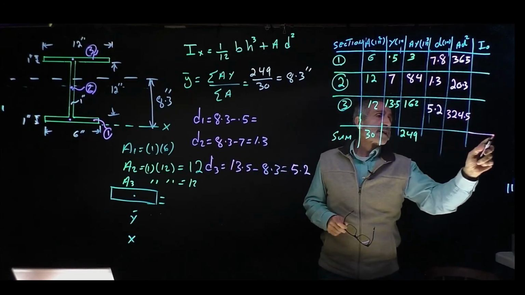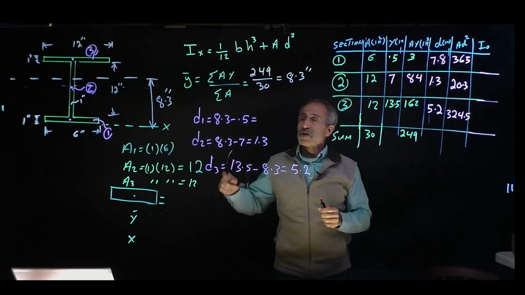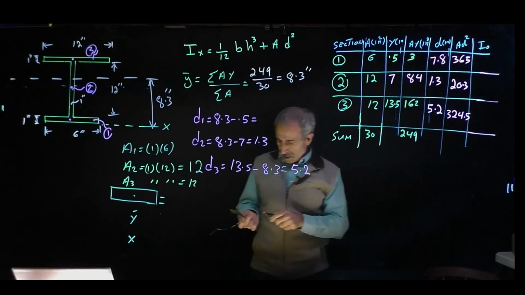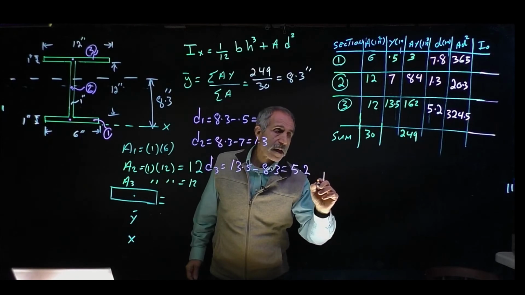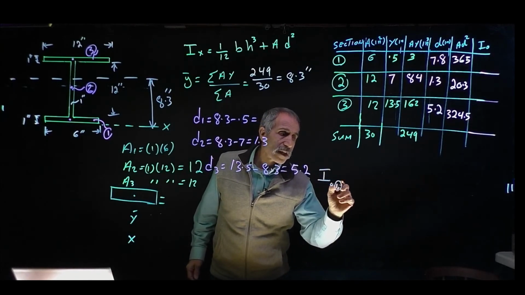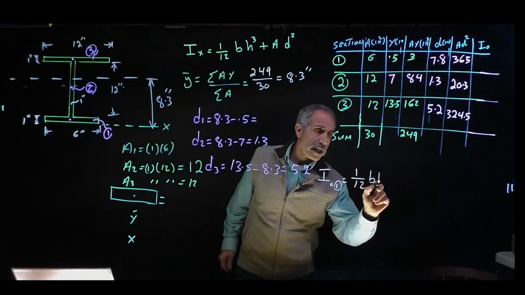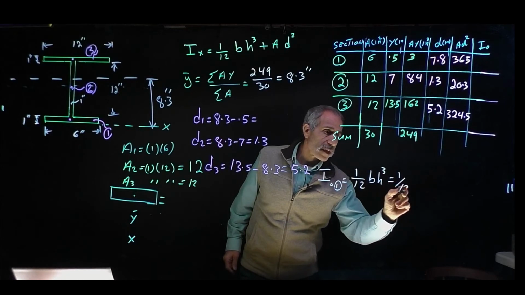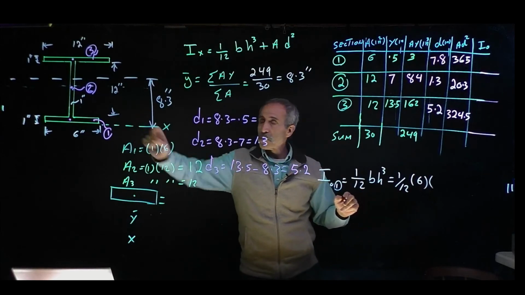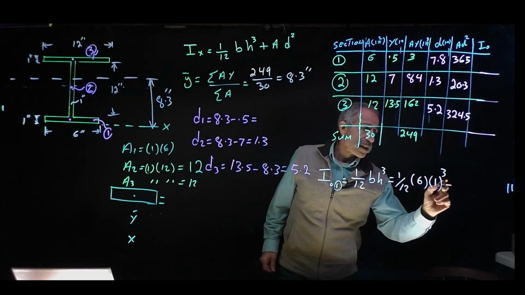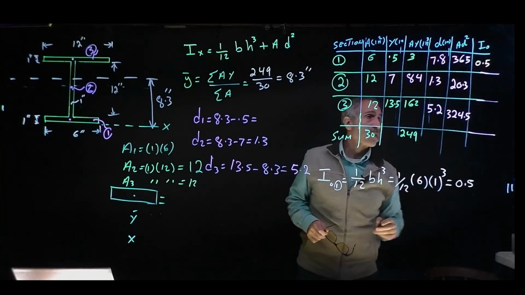Now, what I want to calculate while I'm here is the moment of inertia of each individual shape. For shape 1, which right here is 1/12 BH cubed. Our B is 6 inches, and our H is only 1 inch, 1 to the power 3, and that comes out to 0.5. So this is 0.5.